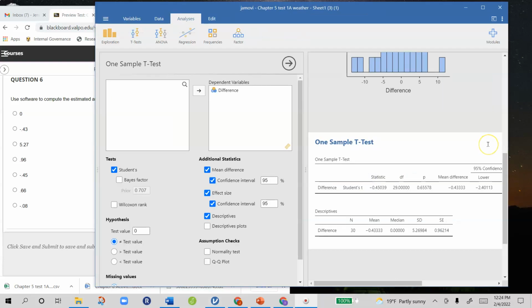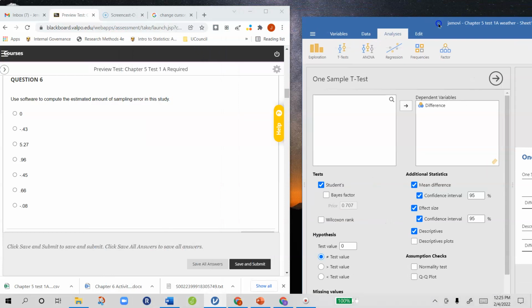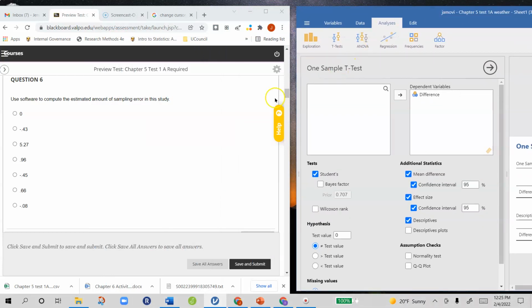Okay. So this question asks us about the amount of sampling error. And the sampling error is the standard error of the mean. It's abbreviated here SE, which is the standard error. And for this example, our standard error is 0.96. That is the typical distance we would expect between sample means and the population mean.